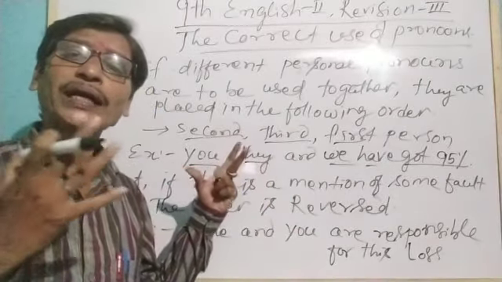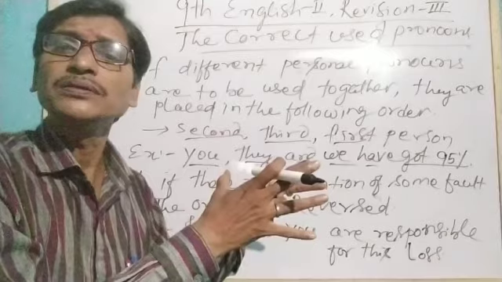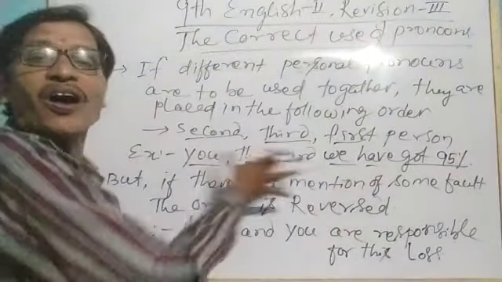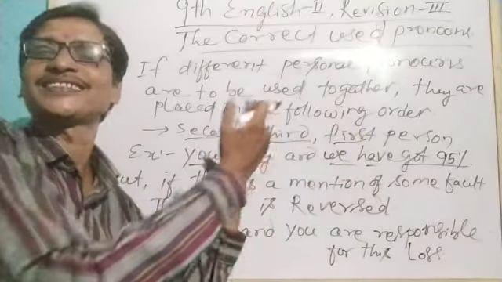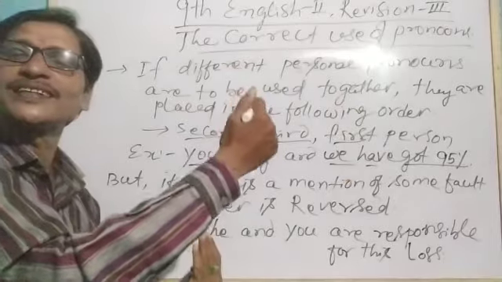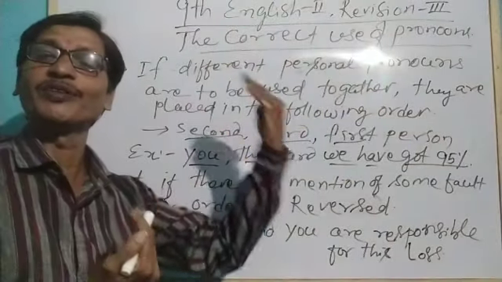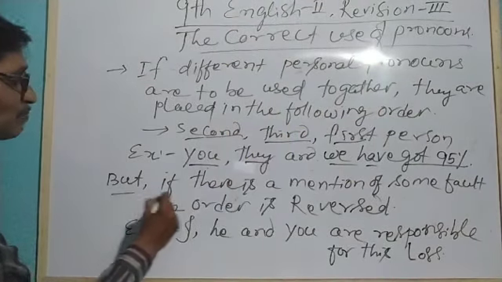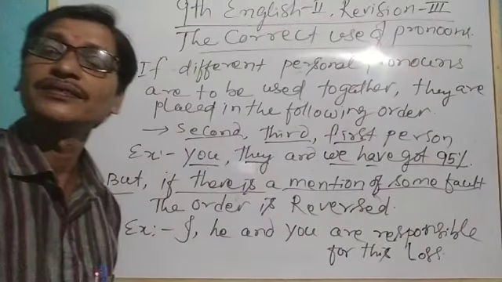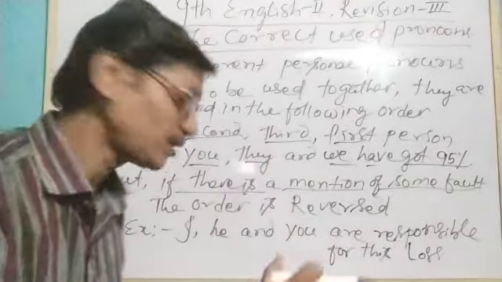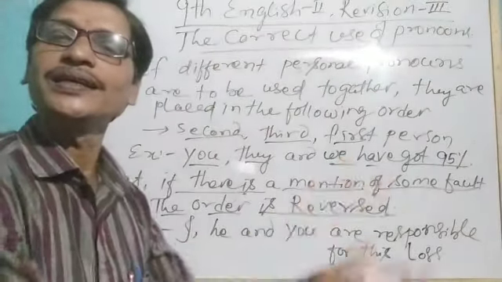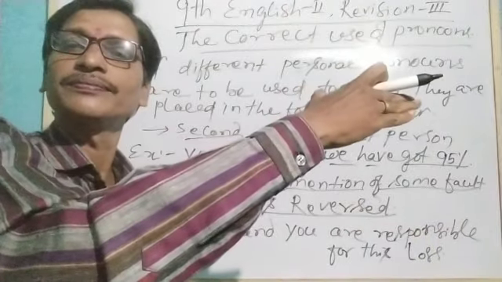If we are talking about any fault or any problem, in that case, this order will be reversed. That means we will use first person, then third person, then second person, just reverse. So if there is a mention of some fault, the order is reversed. The order is just upside down.